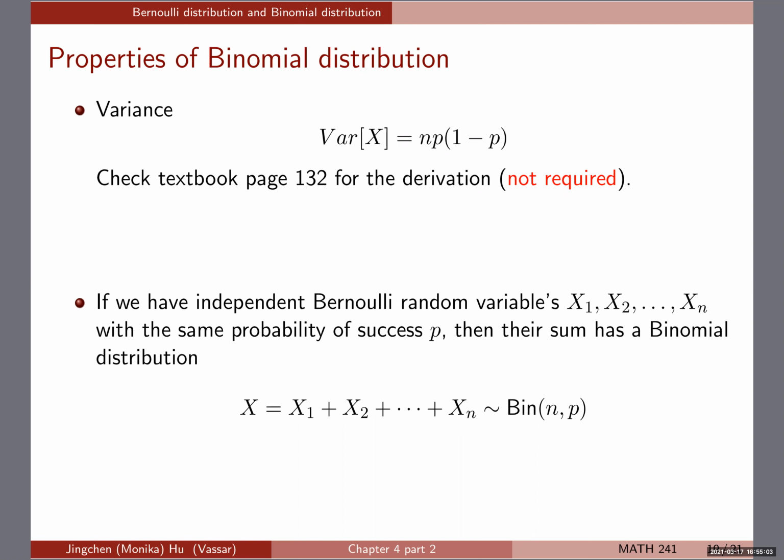Lastly, if we have independent Bernoulli random variables X1 through Xn, each a single trial with the same probability of success P, then their sum is a binomial distribution. Not surprisingly, this is the way we talked about how we can think of the binomial as the sum of independent Bernoulli trials. It's still an important result, because earlier we introduced the binomial as each trial being a Bernoulli, with the number of successes as the random variable. But you can also rephrase it as the sum of independent Bernoulli random variables.